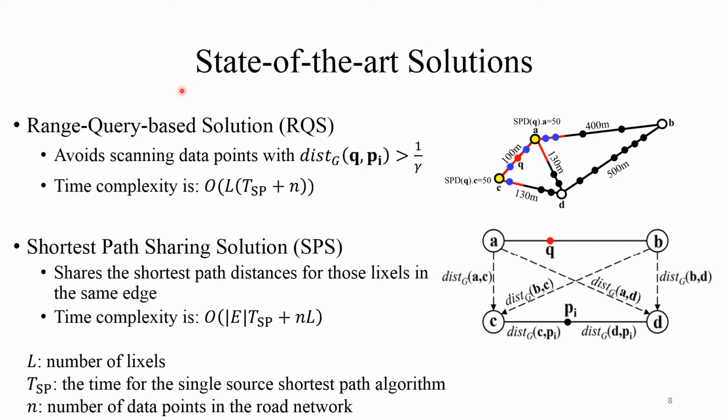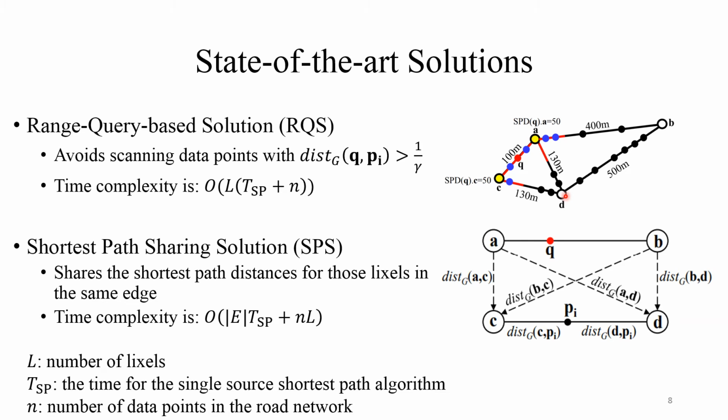Now, let's summarize two state-of-the-art solutions for generating NKDV. The first one is the range query-based solution, ArcGIS. The main idea of this method is that it avoids scanning data points that are out of range. That means the distance is bigger than 1 over gamma. Using this figure as an example, the blue dots are the data points that are within 1 over gamma. Therefore, only these blue data points can contribute to the kernel density function. ArcGIS avoids scanning these black dots and also the white nodes here.